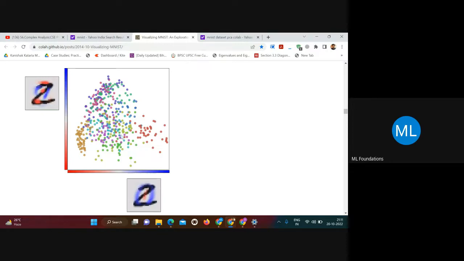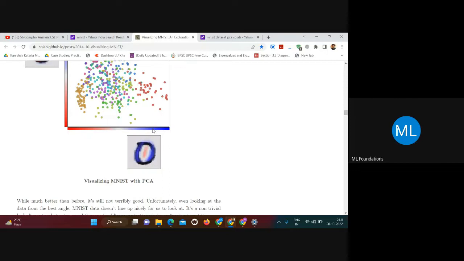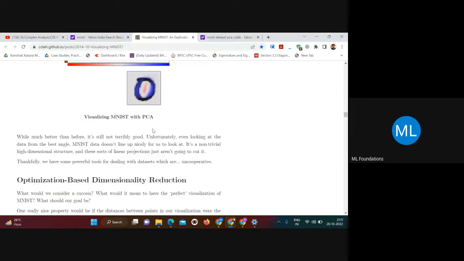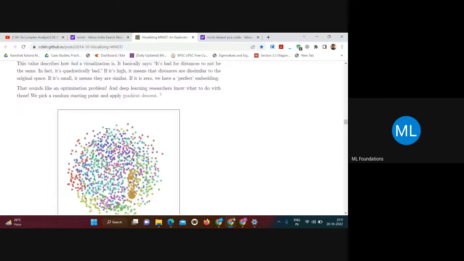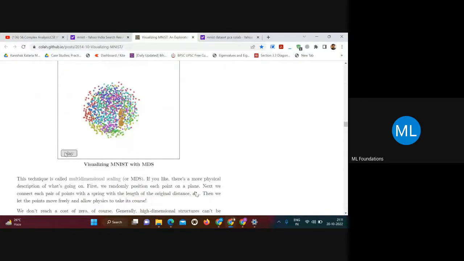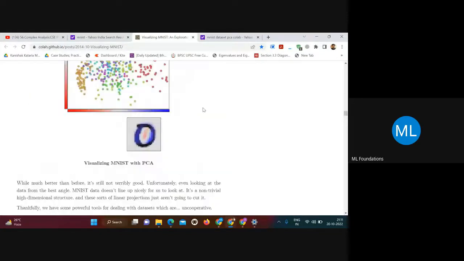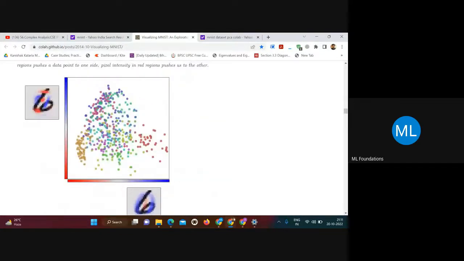He used PCA only to convert from a bigger dimension to a very small one. There are some other methods he has also used, but I don't know which method I didn't try. Yes, this is the PCA that he has used. MNIST is a very famous data set, and generally people, even when I was reading, went through this data set.